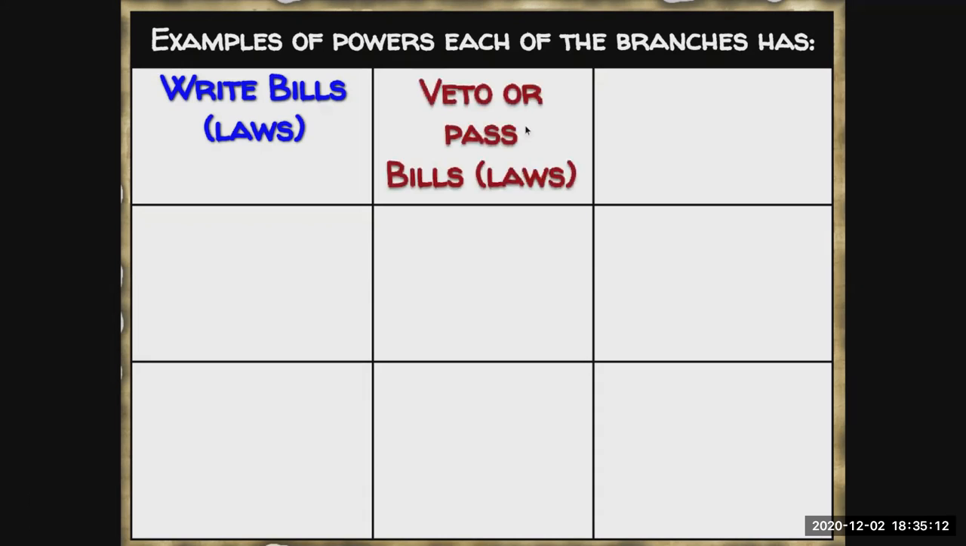The executive branch has the power to veto those laws or to pass them. So Congress creates the laws, they send them to the president to either veto them or to sign them into law. Okay.